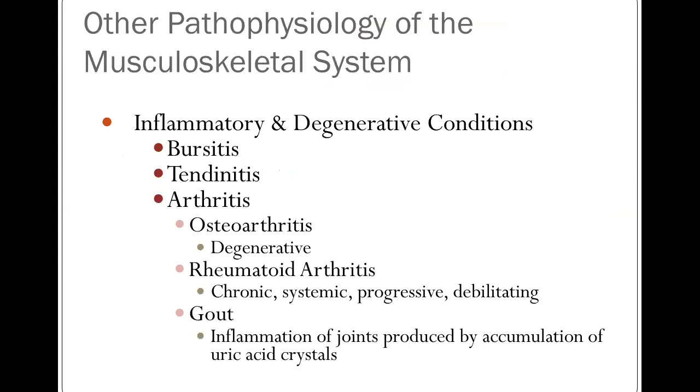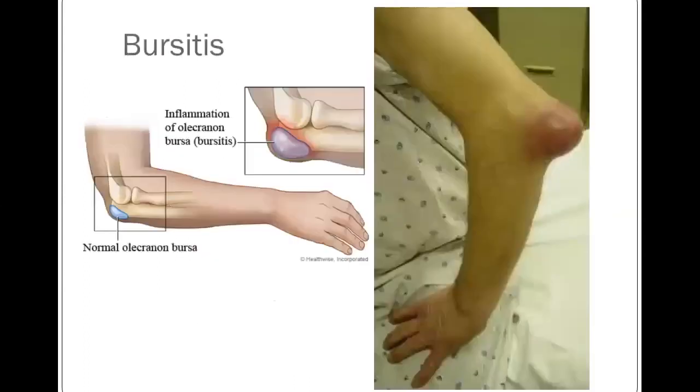So now we're going to take a look at some of our other conditions that deal with the musculoskeletal system. These are different inflammatory or degenerative conditions. So things like bursitis, tendinitis, and arthritis, of which you can have three different kinds: osteoarthritis, which is more of a degenerative disease; rheumatoid arthritis, which is more of a chronic disease and very progressive and very debilitating; and then gout, which is also another type of arthritis in which you actually have uric acid crystals building up. So let's go over these just briefly. Within our joints, we have what are called bursa.